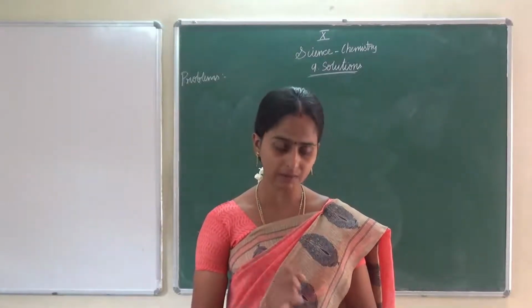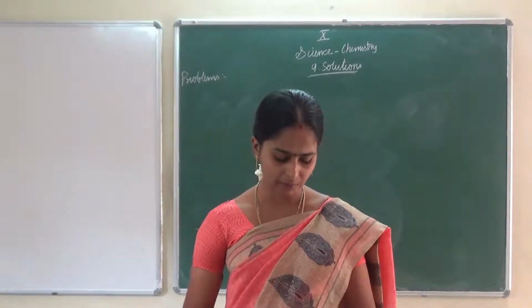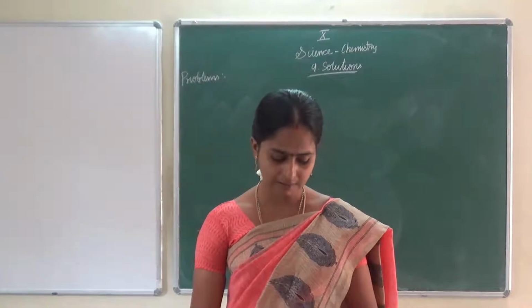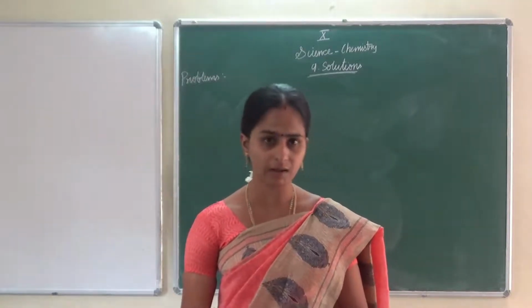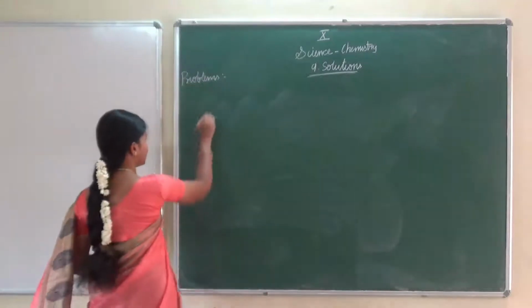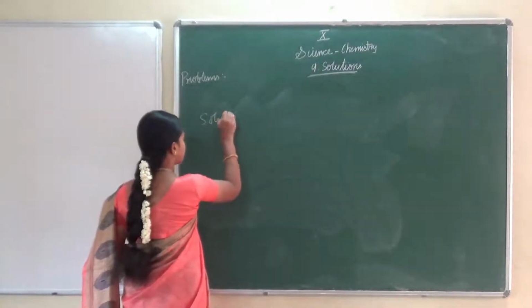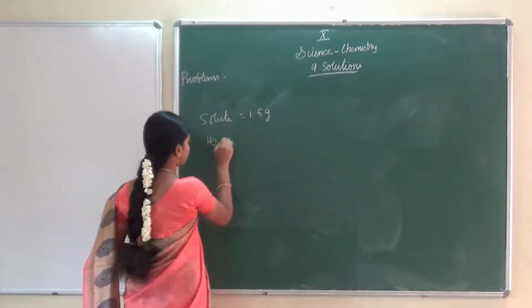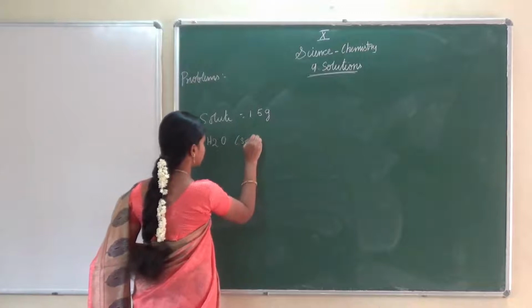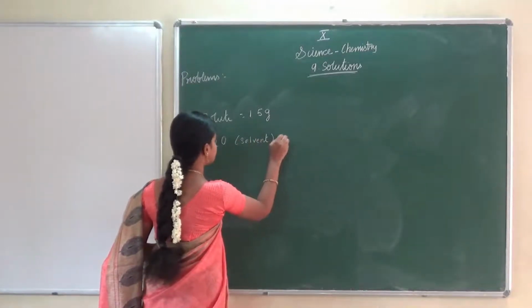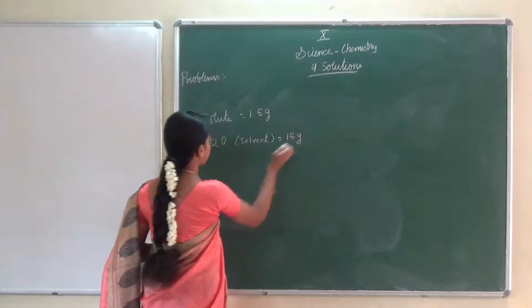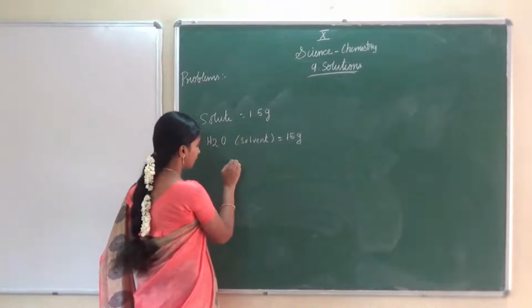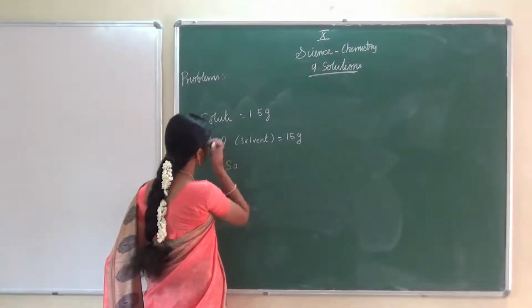Here they have given the solute value and the solvent value. 1.5 gram of solute is dissolved in 15 gram of water. So the solute value is equal to 1.5 gram, and water is nothing but the solvent. The solvent value is 15 gram. These values are given in the question. They are asking us to find the solubility of the solute.